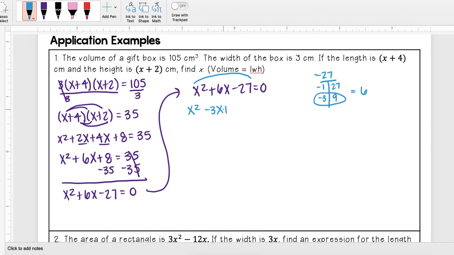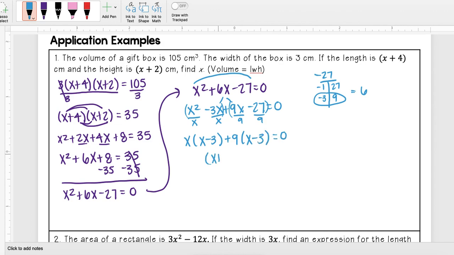So when I split up that 6x, I now have negative 3x plus 9x. Now I can factor by grouping. So my GCF here is x. Here it's 9. So I have x times x minus 3, x minus 3. And so my factored form is x plus 9 times x minus 3.